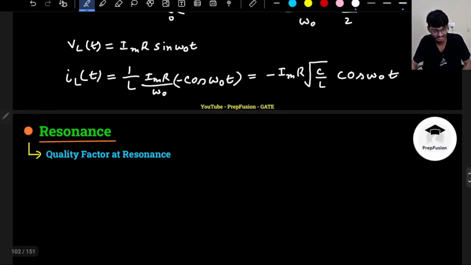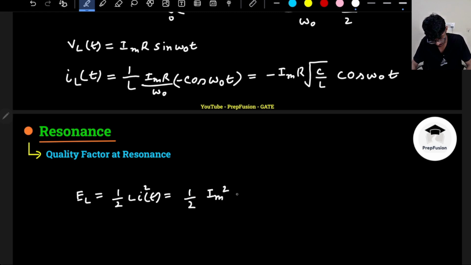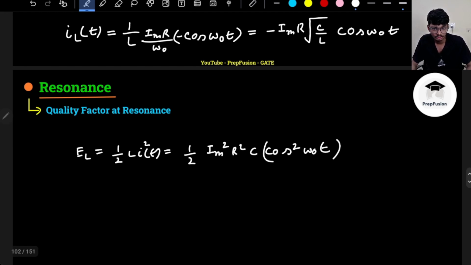So what is the energy stored? E of L is half L i square, right? So this will be Im square R square, L will get cancelled, and this will be C cos square omega naught t. Okay, so this is the expression for the energy stored across the inductor.